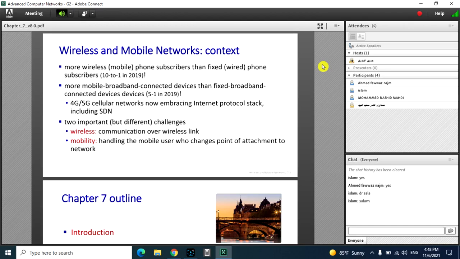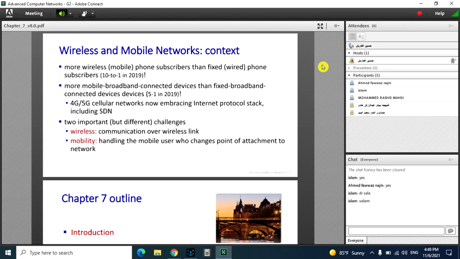Okay, maybe communicating, maybe yes, maybe no. For example, when I'm moving from Najaf to Karbala, my cell phone is in my pocket, and during this journey, during this travel, moving from Najaf to Karbala, my cell phone is mobile. It moves from Najaf network to Karbala network.